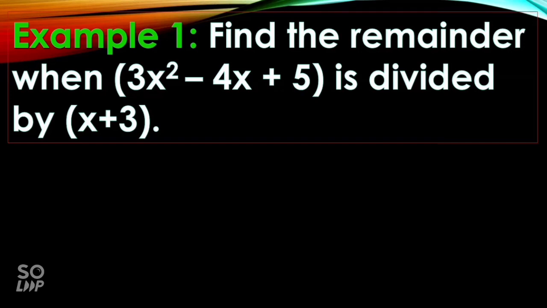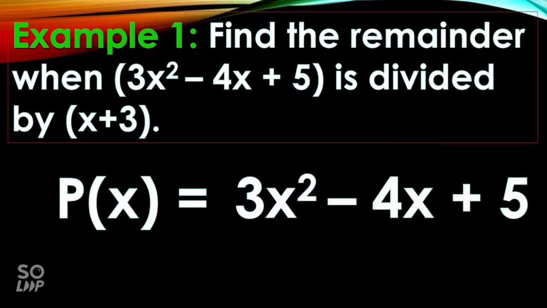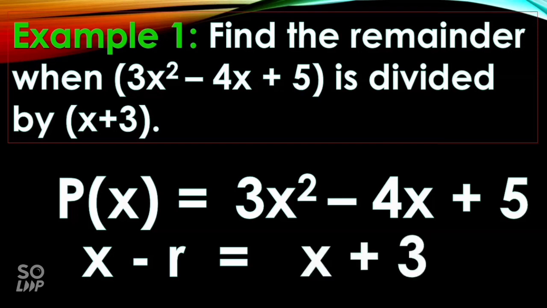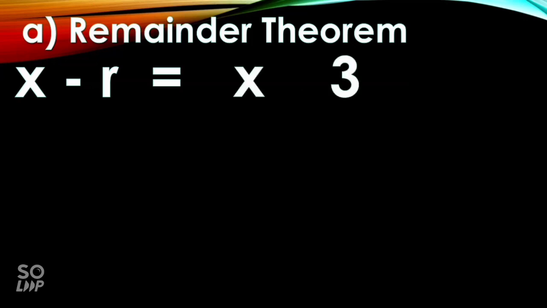Find the remainder when 3x squared minus 4x plus 5 is divided by x plus 3. Okay, so our p of x or the dividend is 3x squared minus 4x plus 5. So, yun yung polynomial natin. And then, ang x minus r natin is x plus 3. Okay, meron tayong dalawang paraan para makuha ang remainder. So, una dito is remainder theorem. Okay, so, x minus r equals x plus 3. Okay. Ito yung possible factor na i-divide natin sa polynomial.